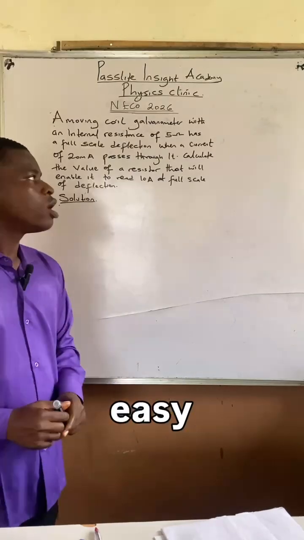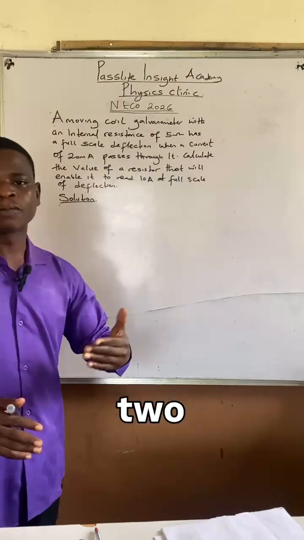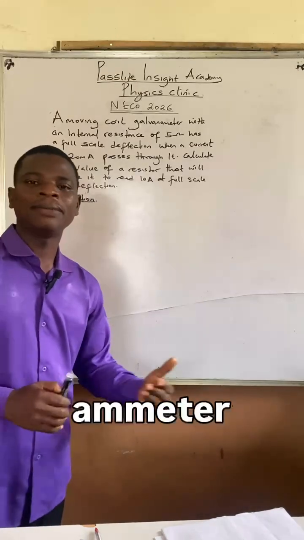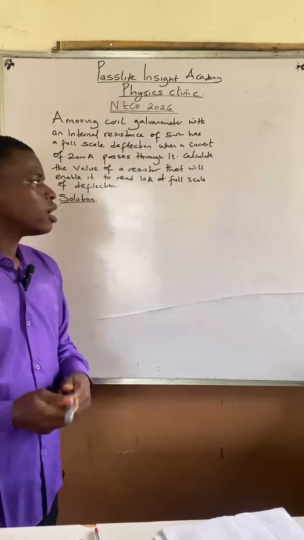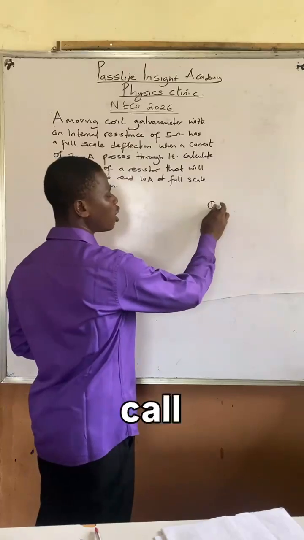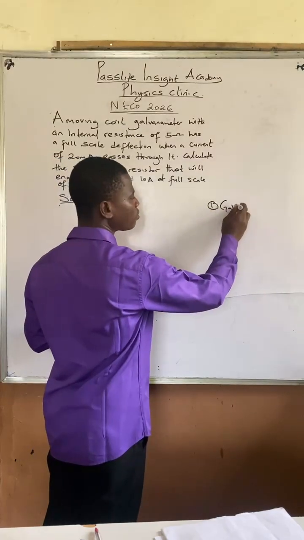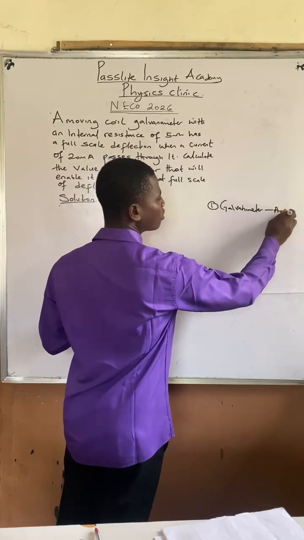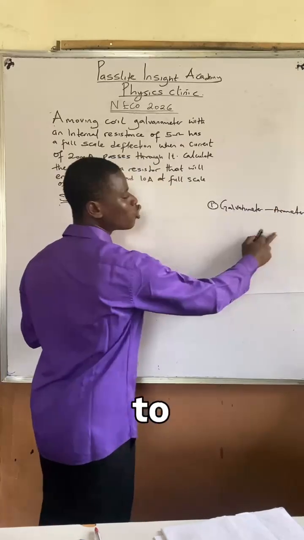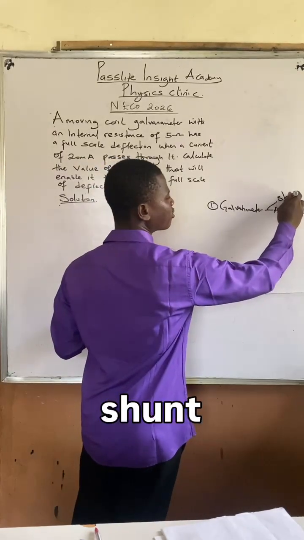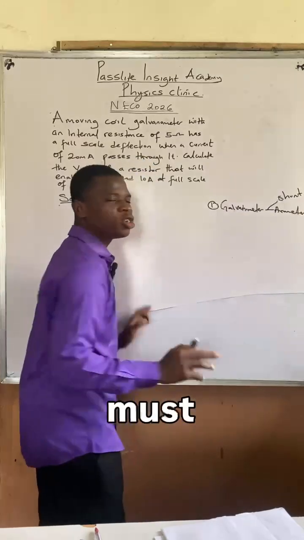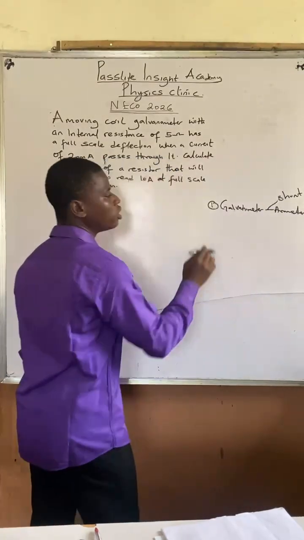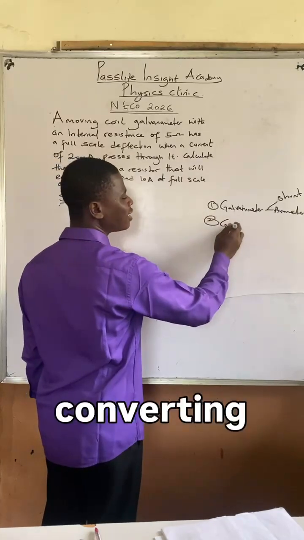It's very easy. On this question, we have two deflections. We have the one on the ammeter and we have the one of the voltmeter. So that means we have the first one, we call it galvanometer, to ammeter. If you are converting to ammeter, they use what they call a shunt. And the connection must be in parallel. Please note that: parallel.